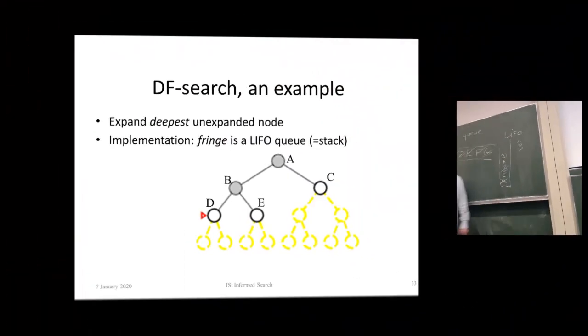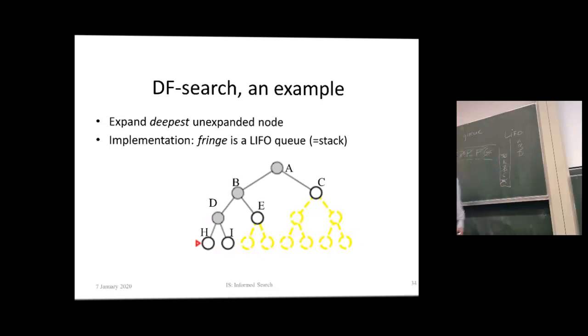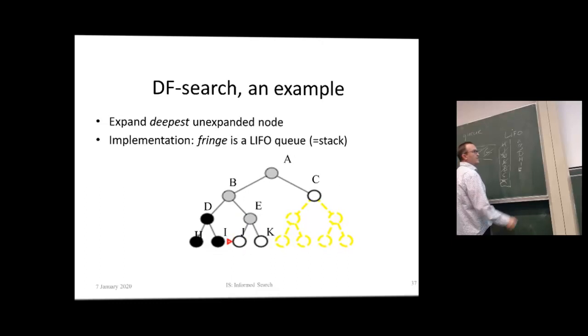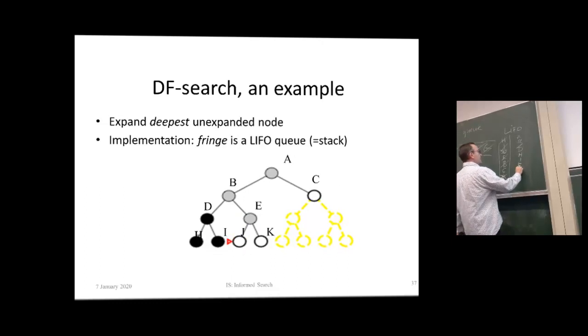recursive step, we take out the top one, that's the D, and we expand it with the children of D, which are H and I. Now we have to expand H, there is no children. We have to expand I, there are no children. We have to expand E, there are 2 more children, which we have to add, and that is J and K. There's no space to add things now.